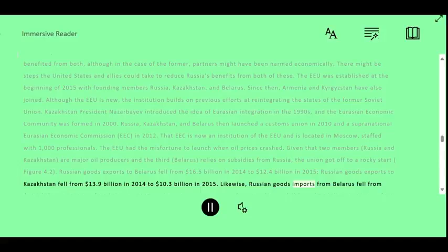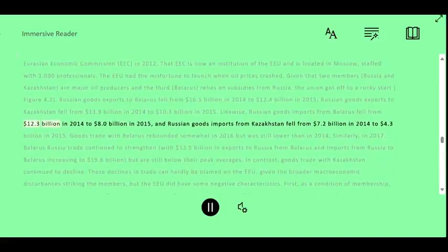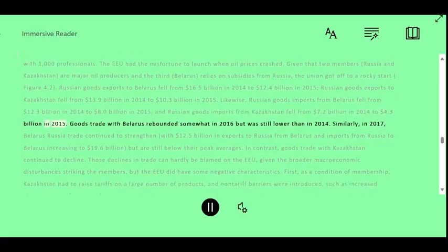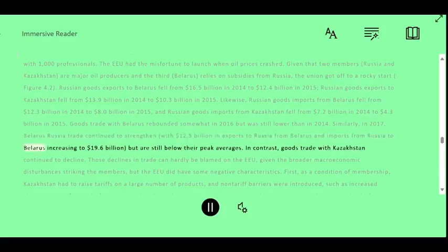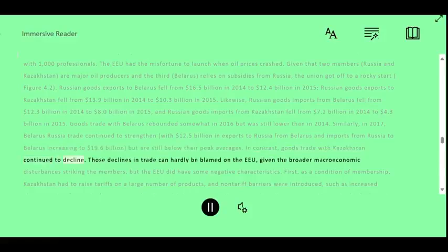Likewise, Russian goods imports from Belarus fell from $12.3 billion in 2014 to $8.0 billion in 2015, and Russian goods imports from Kazakhstan fell from $7.2 billion in 2014 to $4.3 billion in 2015. Goods trade with Belarus rebounded somewhat in 2016, but was still lower than in 2014. Similarly, in 2017, Belarus-Russia trade continued to strengthen, with $12.5 billion in exports to Russia from Belarus and imports from Russia to Belarus increasing to $19.6 billion, but are still below their peak averages. In contrast, goods trade with Kazakhstan continued to decline.